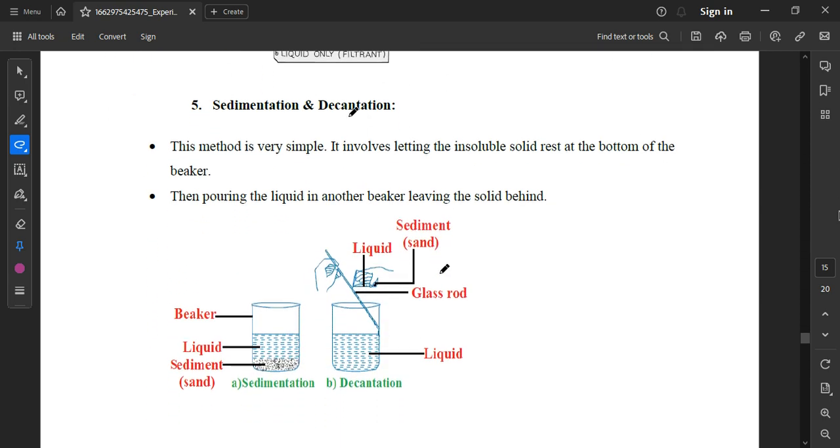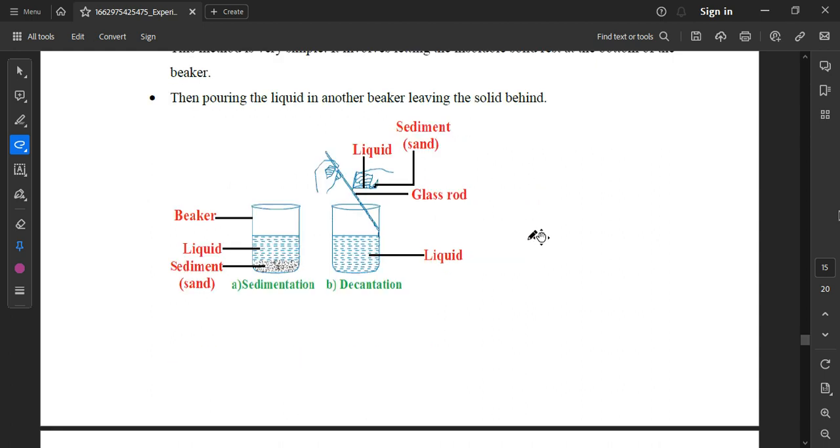Sedimentation and decantation. These are two processes that come together. The method is very simple. It uses gravity. It involves letting the insoluble solid rest at the bottom of the beaker. Once it has rested, you slowly pour the liquid into another beaker, leaving the solid behind. This is not very efficient, but it can be used.